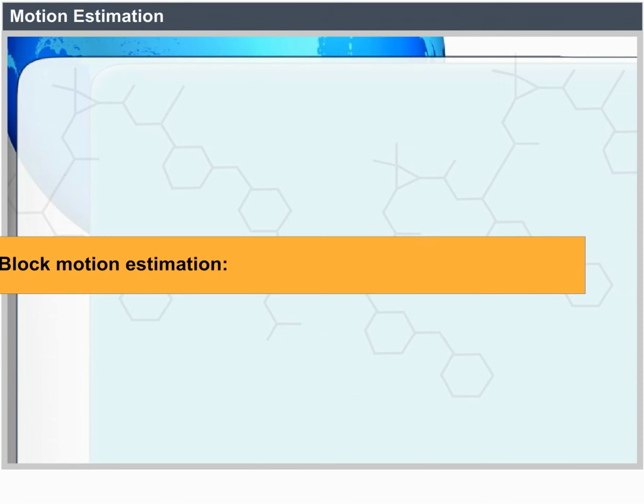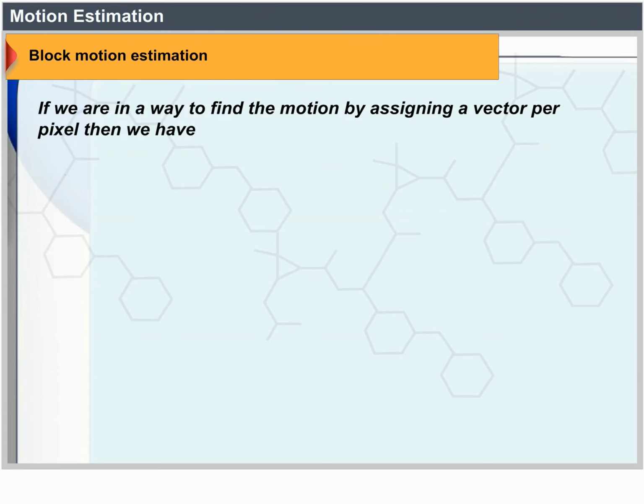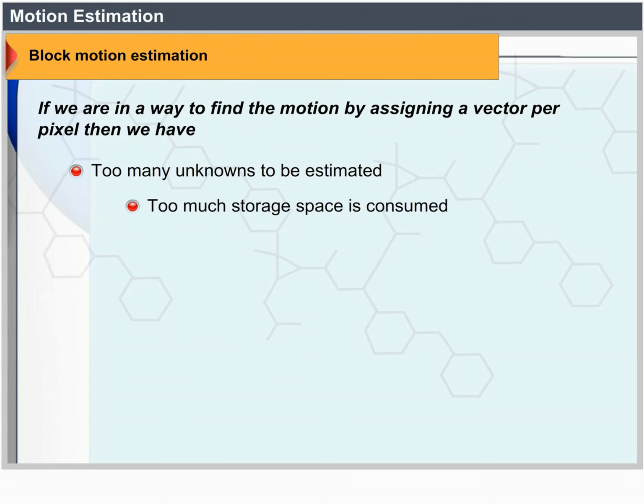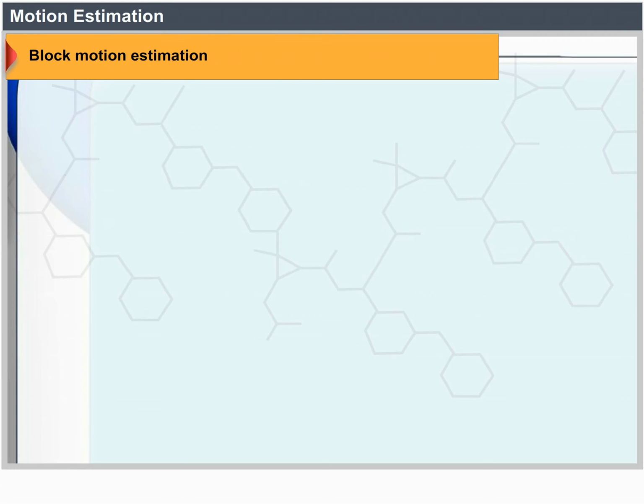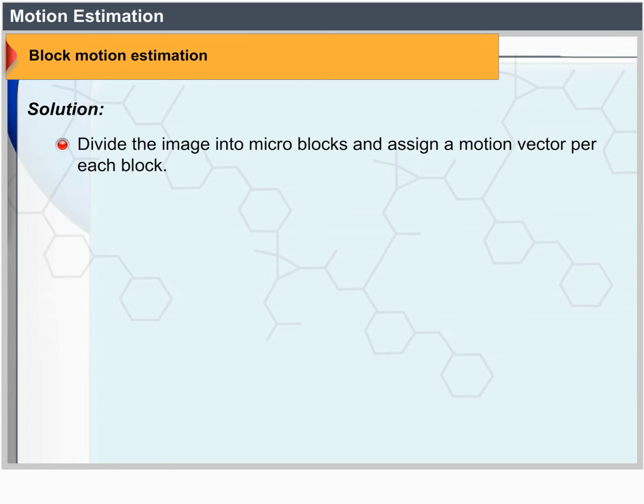Block motion estimation. If we are to find the motion by assigning a vector per pixel, then we have too many unknowns to be estimated, too much storage space is consumed, and too much data is to be transmitted. It is an ill-posed problem with too many unknowns. Solution: divide the image into blocks and assign a motion vector to each block.